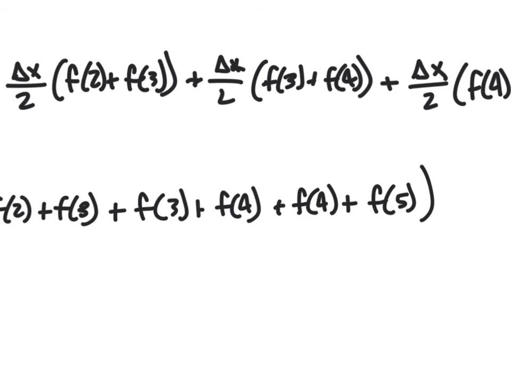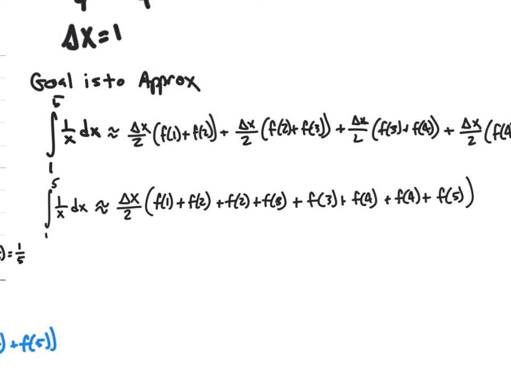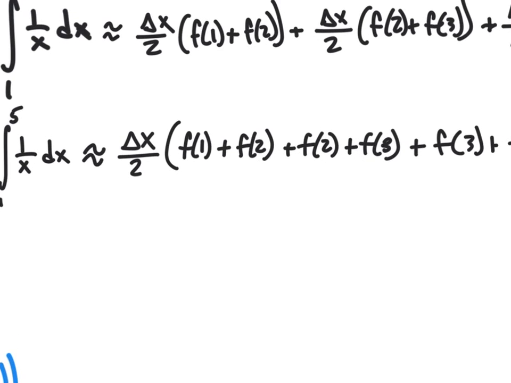Okay, and that's it. That's what we can do, but we can still simplify this a little bit even further. What I notice is that I only have one y value evaluated at x equals 1. I have one f of 1, and I only have one f of 5. So my first and last y values, I only add them once. But what I see here is that all the other interior y values are being added twice. So let's simplify this even further.